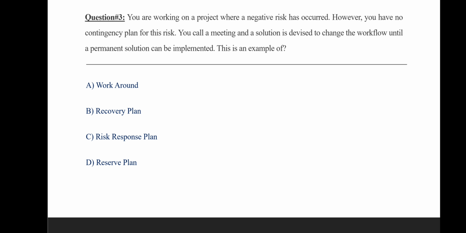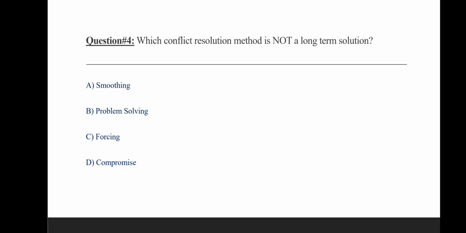Here you have to think a little bit: there is one risk, a negative risk, and it has occurred. Now you don't have any contingency plan, because contingency reserve we use for known risks, and here this risk has happened but there is no contingency plan for it. Then what is the best example? Either it is workaround, or recovery plan, or risk response plan, or reserve plan.